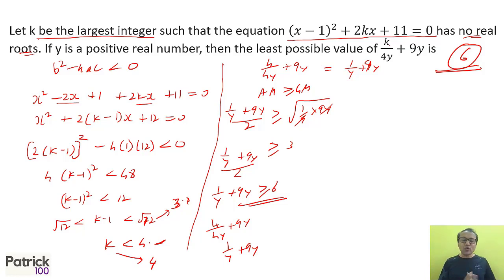So these three sums in the CAT were a little calculation-heavy. The rest of the sums were fine, you could do them quickly. These three sums were a little time consuming, and it should click that this is the way to go. Again, I feel that the moment you see no real roots, you should think of b square minus 4ac less than 0. Even the previous sum, you could substitute the value and get the answer. I thought the first sum in this series was a little on the difficult side.